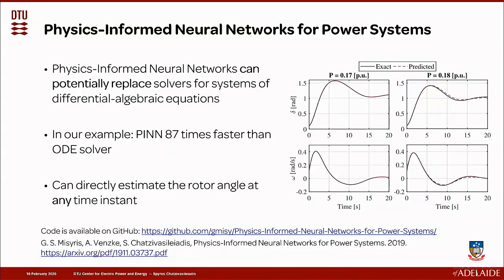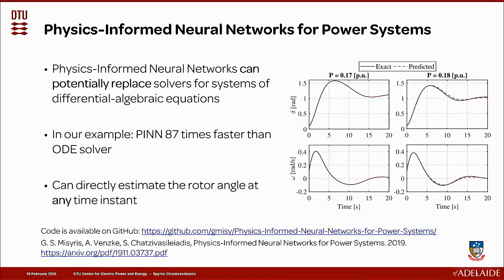The cool thing behind that is that maybe at some point these physics-informed neural networks can replace solvers of differential algebraic equations. If I train a neural network to do the job of a differential algebraic solver, then I can use this in real time to solve something extremely fast. In our simple example with this swing equation, which in any way is solved quite fast, the neural network could do that 87 times faster.